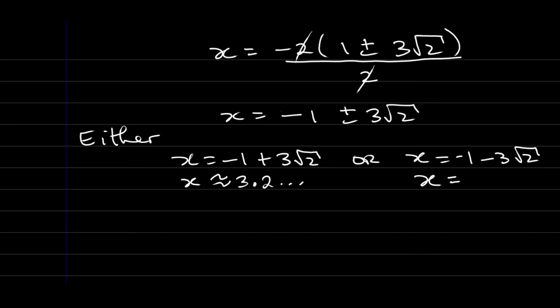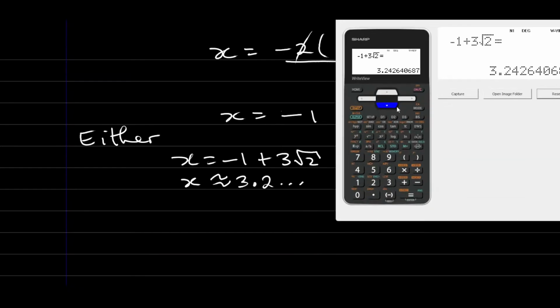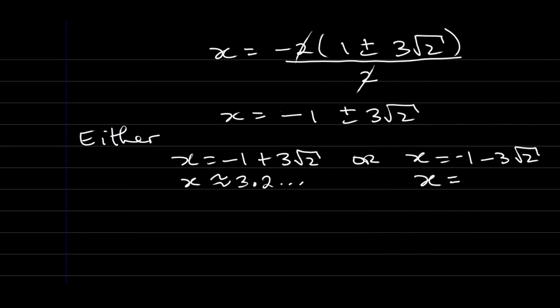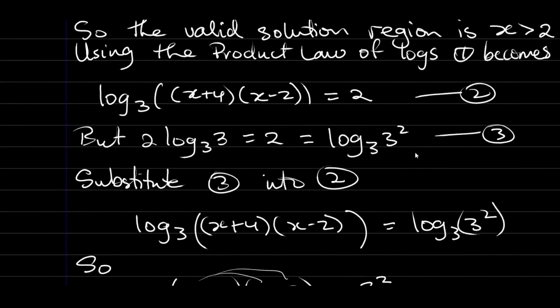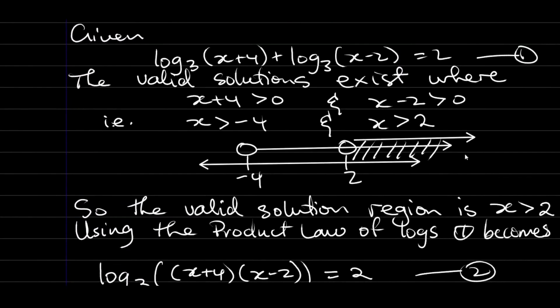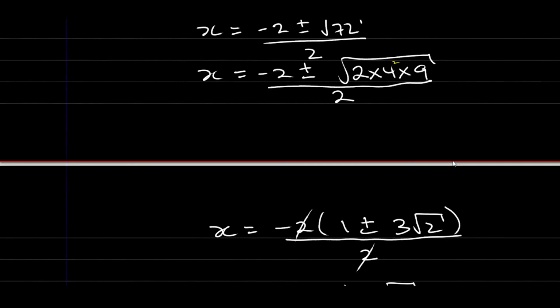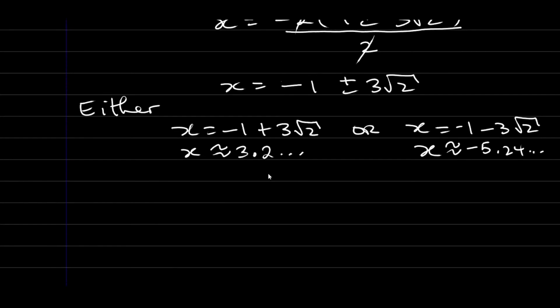And let's check this one. x is going to be, I'm just going to change that positive sign there to a negative, and we get negative 5.24. Right, so let me just put that approximation symbol, approximately negative 5.24 dot dot dot some other digits. And we have a valid solution region that we already checked. The valid solution region that we have is greater than 2. So let's see which answer is greater than 2. So this one is less than 2. This one is greater than 2.